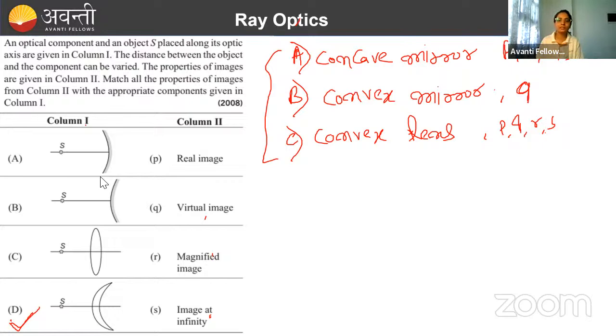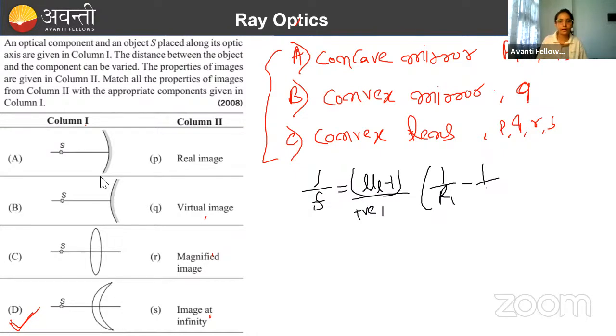How will you get to know which type of lens it is? Simply write the lens maker's formula. Yes, Kesu, correct. Simply write the lens maker's formula: (mu lens minus 1) times (1 by R1 minus 1 by R2), because it is kept in air, so the surrounding medium is 1. The first factor will always be positive, because if nothing is given, it means mu lens is greater than mu medium. Now come to 1 by R1 minus 1 by R2. If the focal length comes out positive, it will be a convex lens, and if it comes out negative, it will be a concave lens. Done.